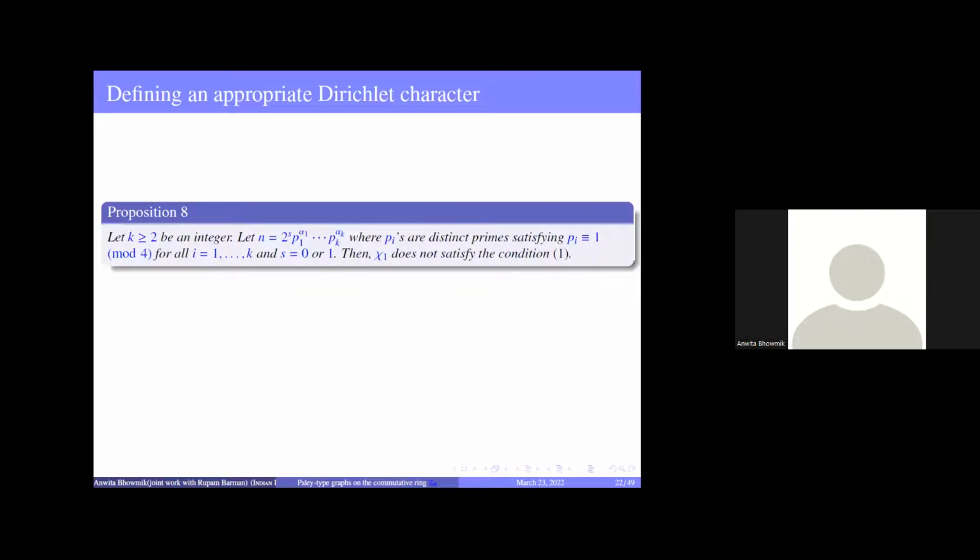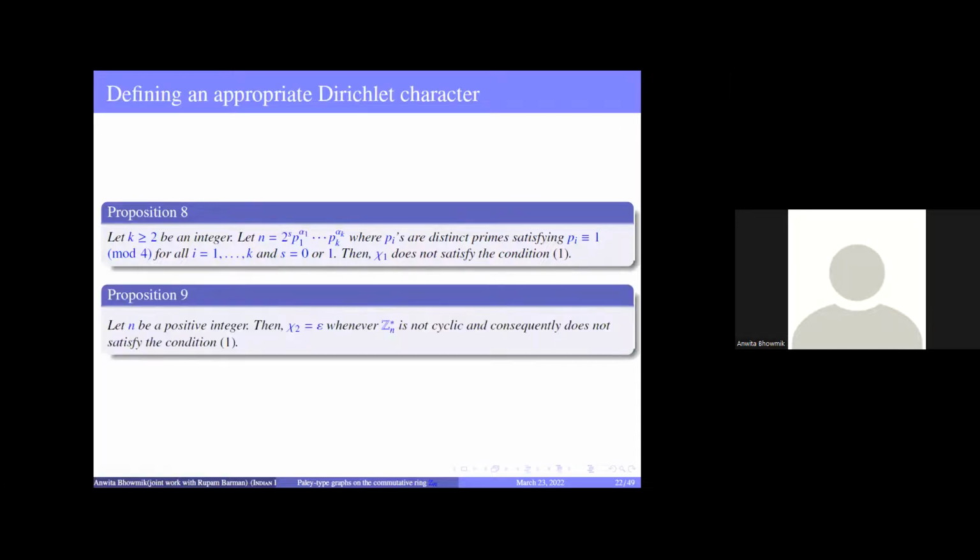So it turns out that the Jacobi symbol chi1 does not satisfy condition 1. Okay, so we cannot take the Jacobi symbol at all. The next proposition says that if Zn star is not cyclic, then chi2 becomes the trivial character.